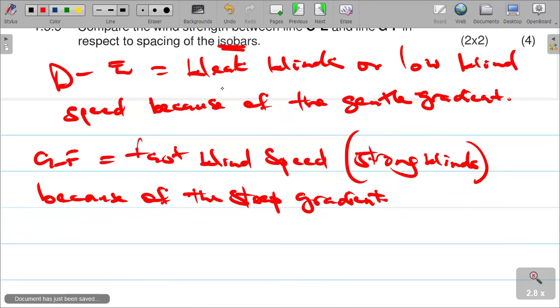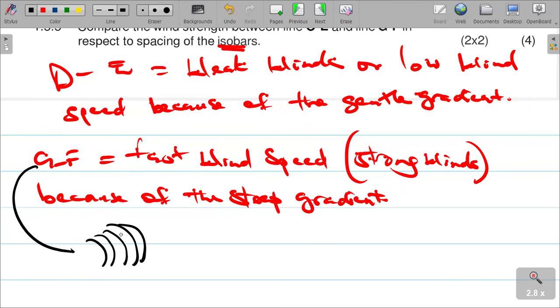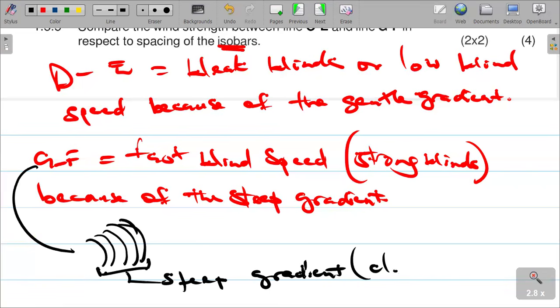So I want you to see that when we are looking at GF, the isobars are closely packed. Comparing to this, the isobars we are talking about are closely packed, which means a steep gradient. Steep gradient because the isobars are what? Close to each other.